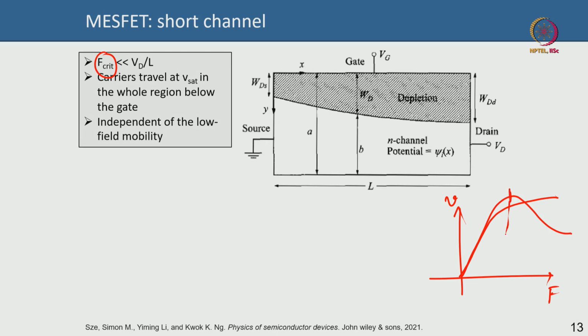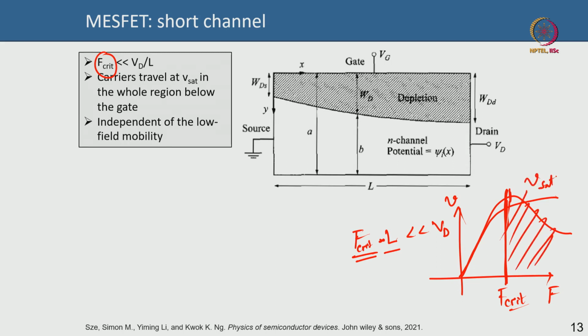Say this is your critical velocity. F critical is the critical field at which the material starts exhibiting velocity saturation. If your length is short such that this critical field times the length is much less than the drain voltage, in other words, the drain voltage you are applying is larger than the product of the critical field times the length of the channel, then the carriers are in the velocity saturation regime. It may be a peak overshoot, but nevertheless the carriers are no longer in the linear regime.